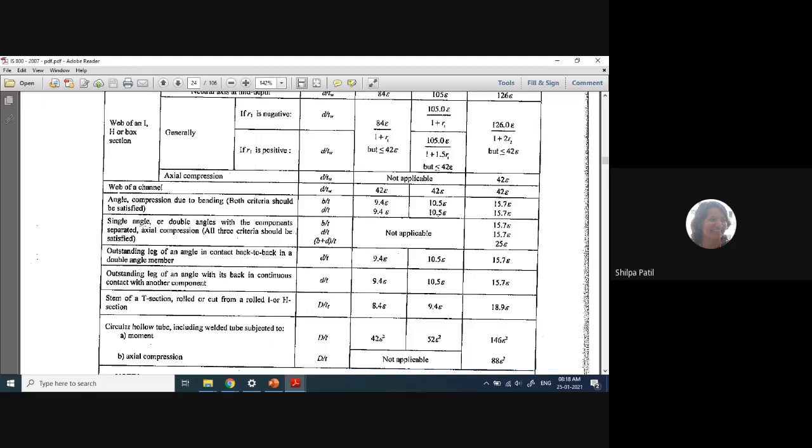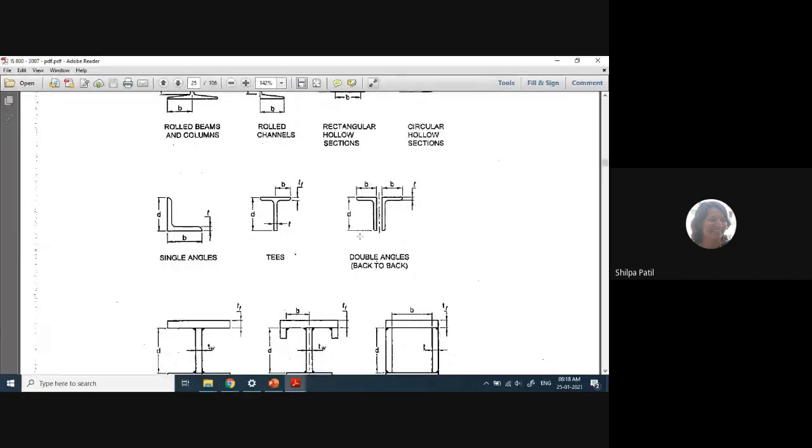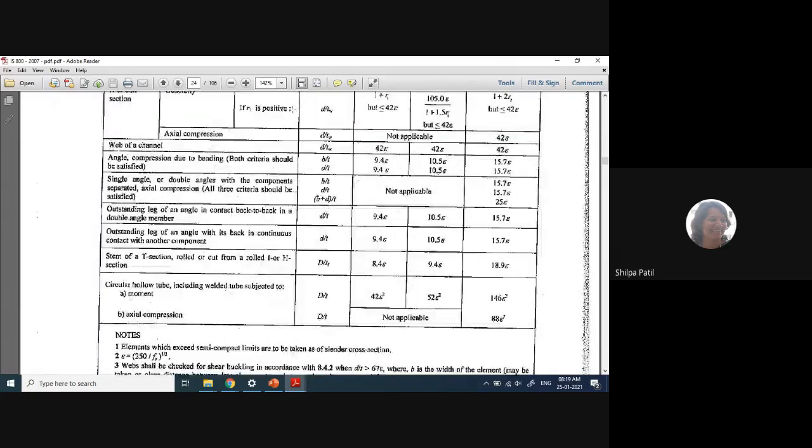Then, in case of single angle section or double angles with the components separated, axial compression means that if a single or double angle section is used for a column or as a compression member. Double angles with components separated, refer to this diagram. This is a double angle section connected back to back, and separated means that for connection we have to use gusset plates. The gusset plate is provided in between the two angle sections and they are connected together. So these are separated. This is an example of a double angle section.